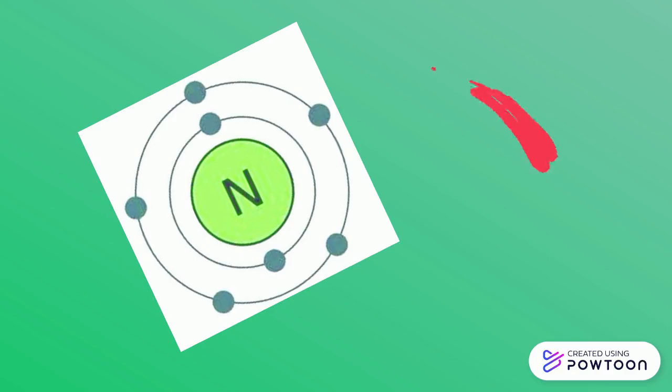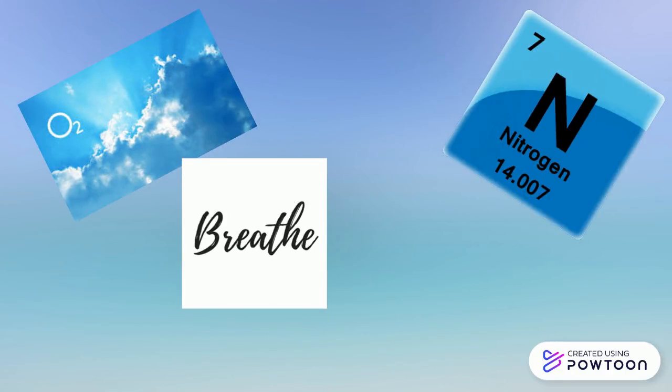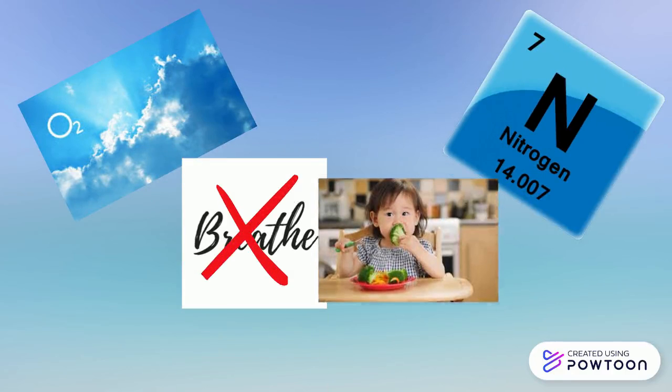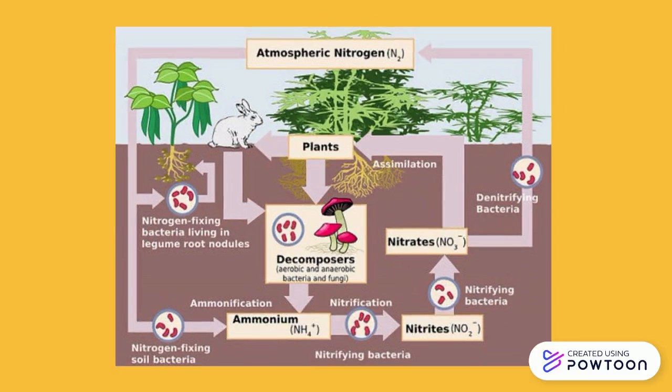Now that we know what nitrogen is, let's get into its cycle. Unlike oxygen, we can't just breathe in nitrogen. We acquire it by eating different foods. In the nitrogen cycle, nitrogen travels from the atmosphere to soil, to plants, to different animals, and finally back into the atmosphere where it starts again. Let's take a closer look.